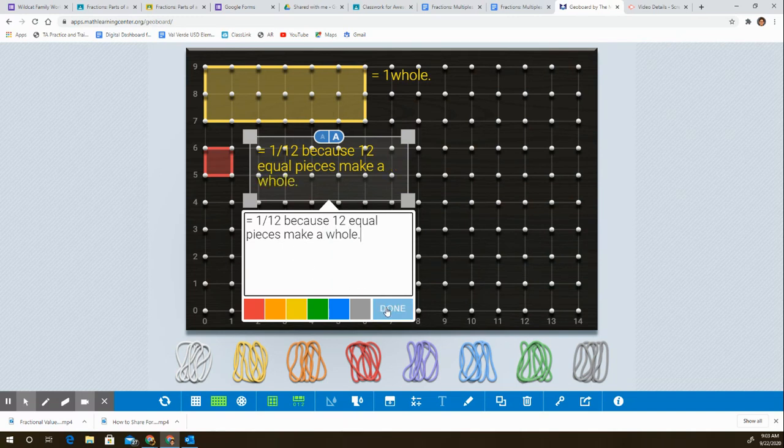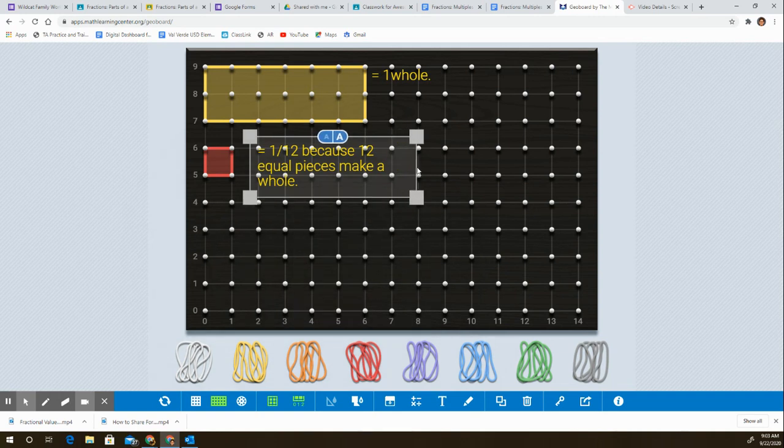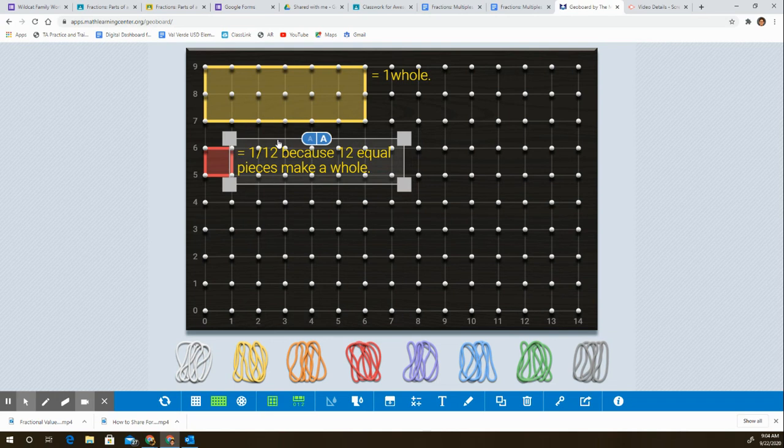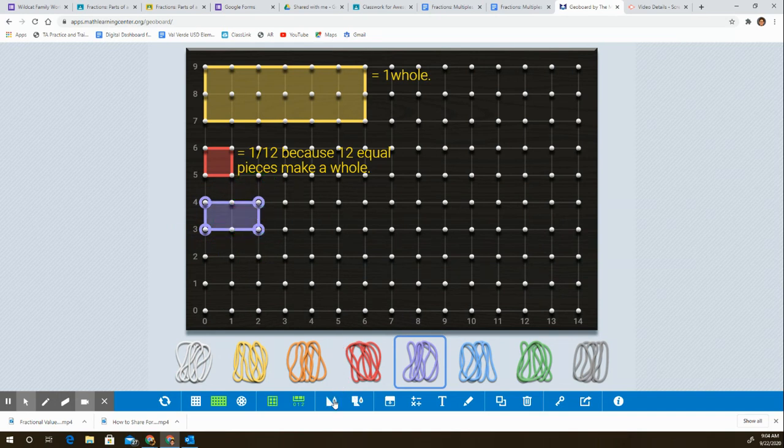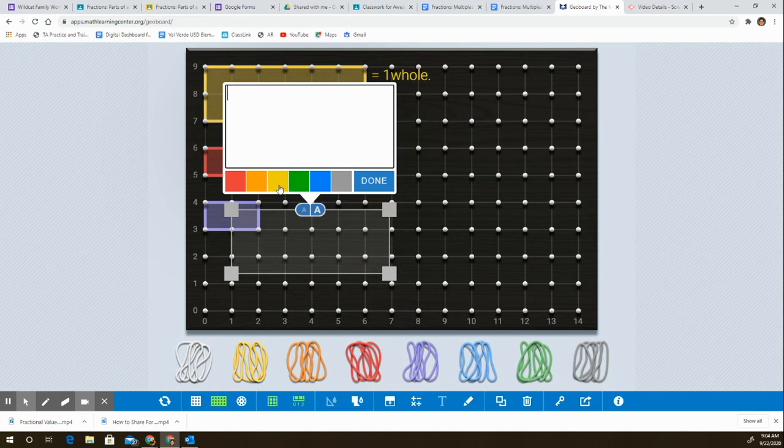That one was pretty easy for me. Now I'm starting to get used to this. Let's see, I'm going to label it and put it right here. Okay. So this piece is equal to 1/12 because 12 equal pieces make a whole. Okay, so if that's the case, then what value is this? This piece now has a value, and I'm comparing it to this right here. So let's see. I'm going to label that now using my labeling technique. Sorry, I messed up.